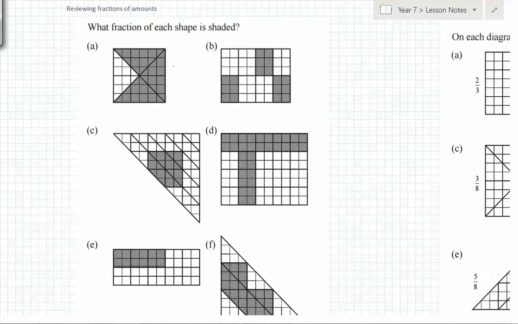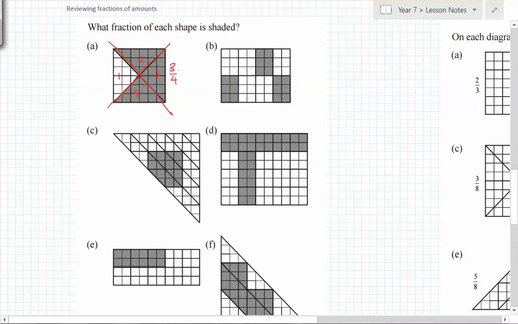3/4. A is 3/4. Why? Because you can see the two lines going across, and there are 4 triangles. So the whole shape has been split into 1, 2, 3, 4 identifiable parts. 3 is shaded. So that gives you an answer right away.